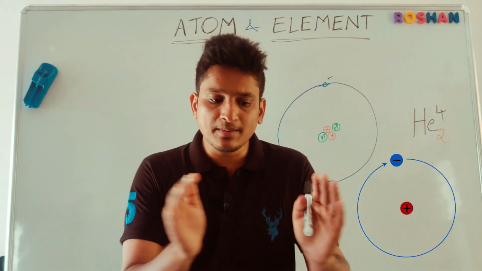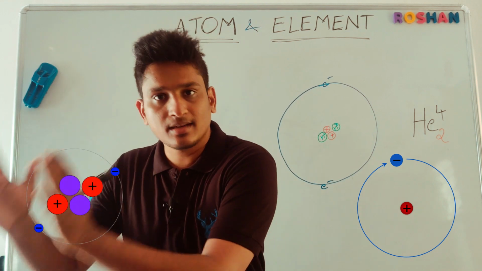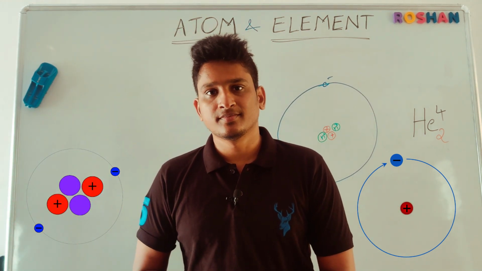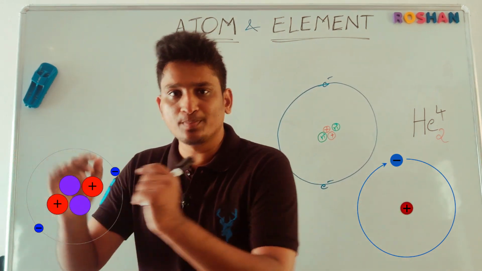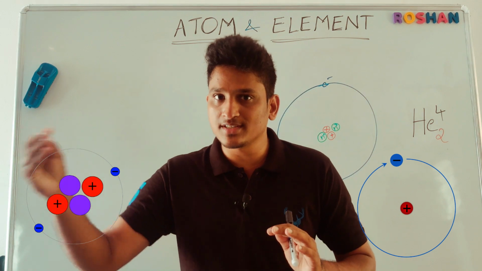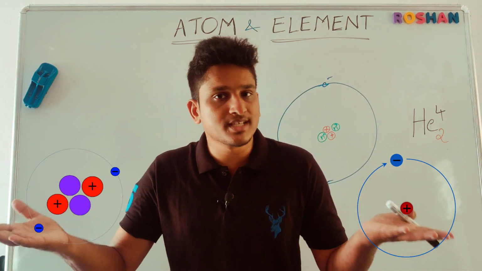Now students, an atom with one proton and an atom with two protons. Do you think these two atoms are same or different? An atom with one proton, an atom with two protons. Of course, neutrons and electrons are also there. Are these two atoms same or different?